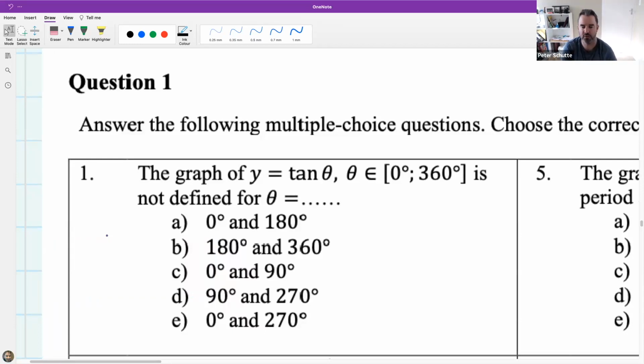If you think of the tan graph, where is it not defined? Another way of saying it is maybe where are those dotted lines or the asymptotes? Okay, so the correct option would be 90 and 270. That is where we have the asymptotes for the tan graph.